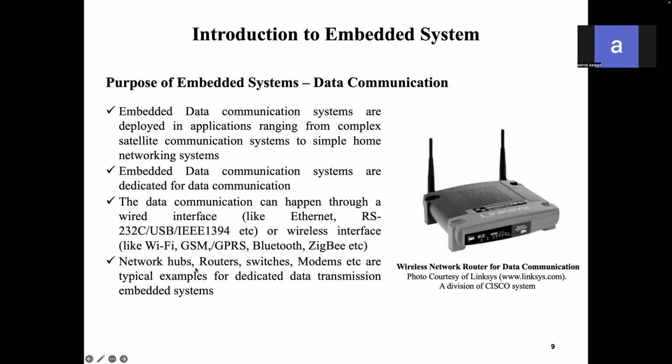Okay, network hubs, routers, switches, modems, etc. are the typical examples of dedicated data transmission embedded systems. So it can be a router, it can be a hub. Hub is nothing but a central controller. To that central controller, a number of devices are connected. If any device wants to communicate with another device, it can be communicated through the hub.